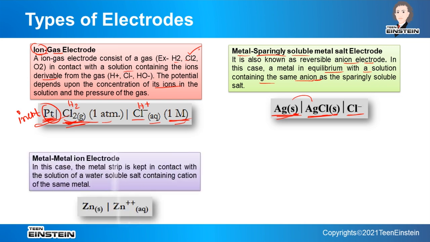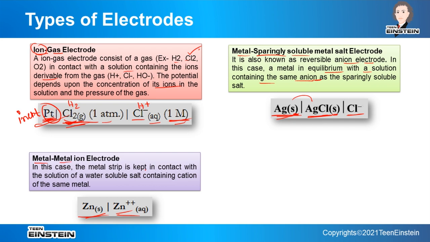Fine. The third type is the metal ion electrode. This is comparatively simpler. If you compare with the other two, it is very simple, because here the metal itself is the electrode, solid zinc, because it can act as a rod. We can dip a zinc rod. So this is the electrode, and the corresponding ion, that is the cation Zn2 plus, will remain in the aqueous solution. So we are calling it a metal ion electrode. This is the metal, this is the metal ion.